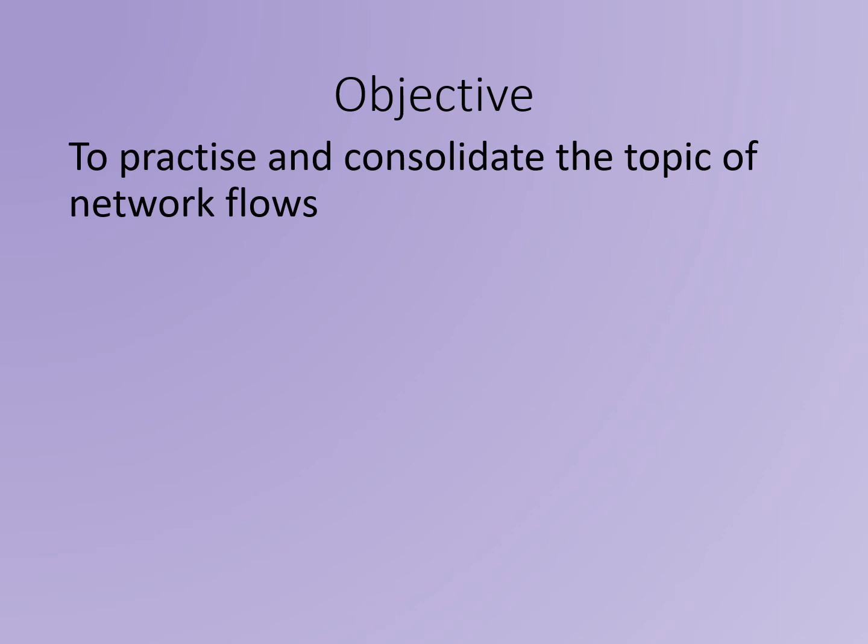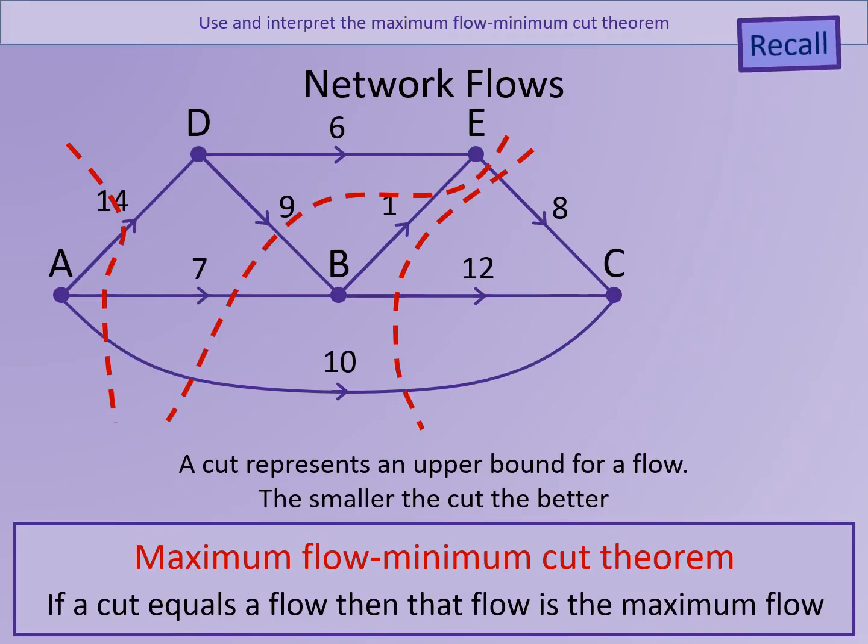In today's lesson, we're going to practice and consolidate some of the ideas that we came across last lesson in network flows. So last time we came across the idea of a cut through a network. This was performed using the capacities on each arc, and a cut was calculated by adding together the capacities of any arc that travelled across that cut, as long as it was travelling from source to sink.